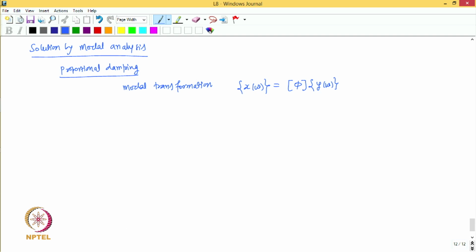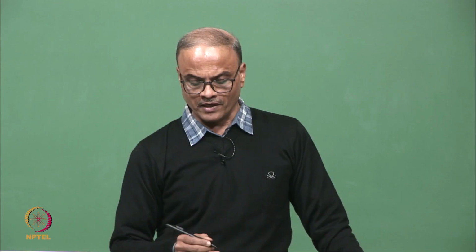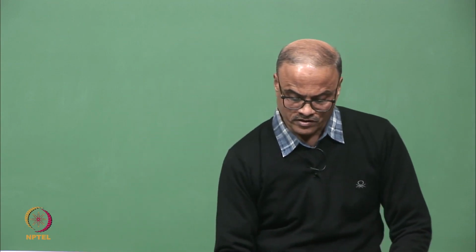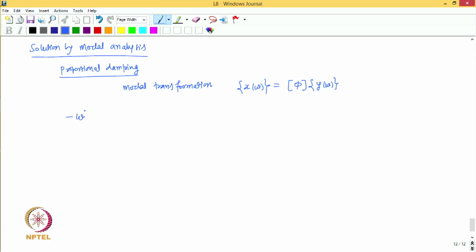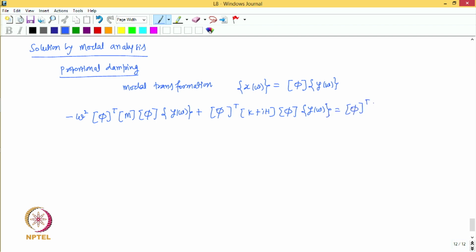if we substitute this in the equation of motion and also pre-multiply by phi transpose, then what is the resulting equation we get? Let us write that: minus omega square phi transpose m phi y of omega plus phi transpose k plus i h phi y of omega equals phi transpose f of omega.